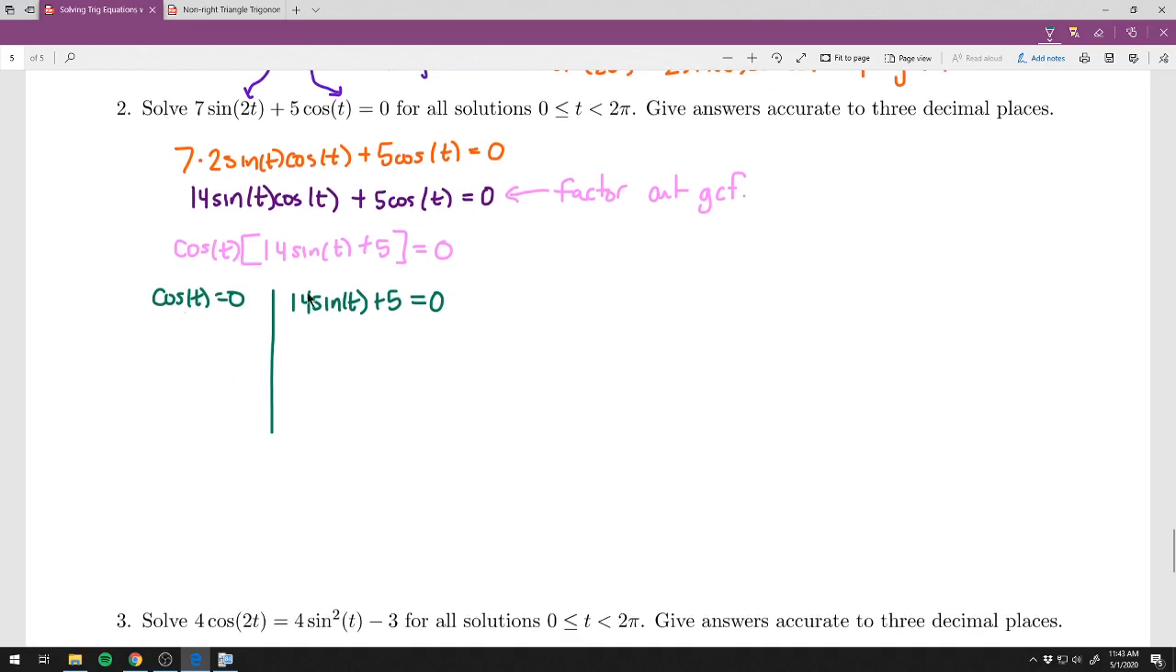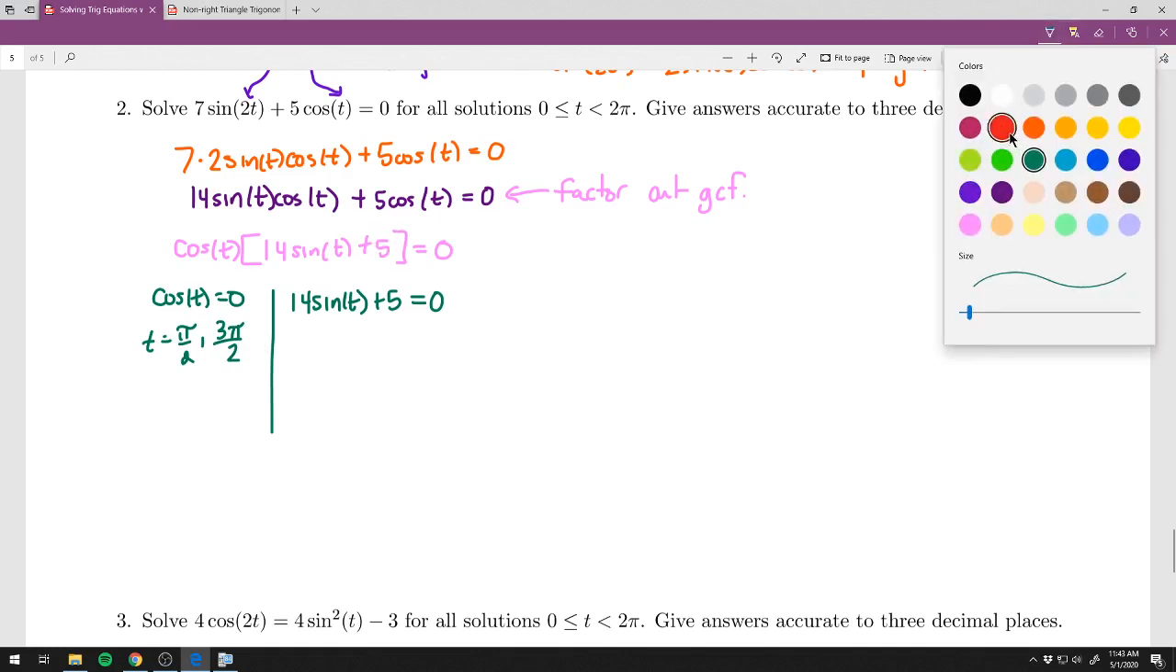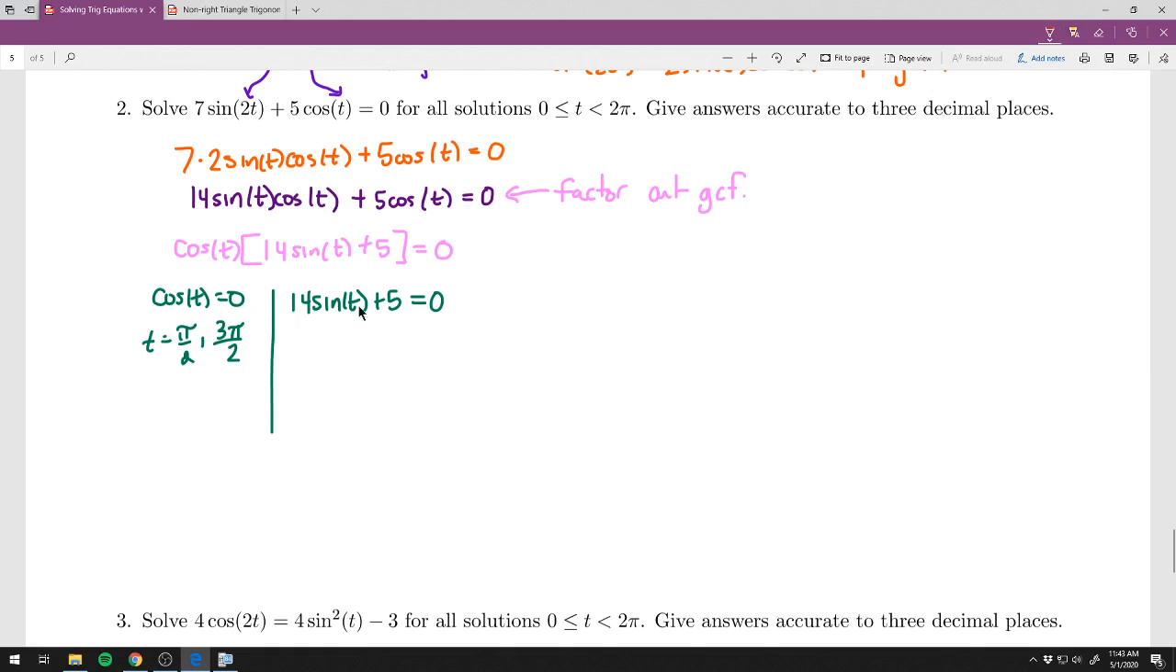And we know what angles make cosine 0 on the unit circle. We don't have to use our calculator for that. That's pi over 2 and 3 pi over 2. It is the angles that are on the y-axis. That's where cosine is 0. For solving this one, we want to get the sine of t by itself. We subtract the 5. We get 14 times sine of t equals negative 5, and then we divide by the 14. We get sine of t equals negative 5 over 14.